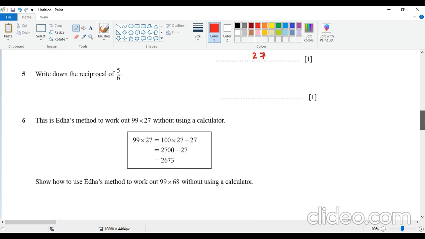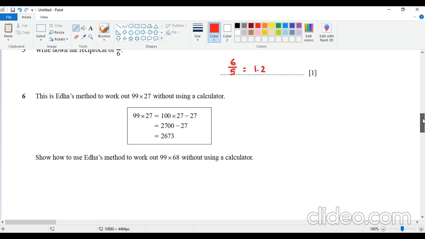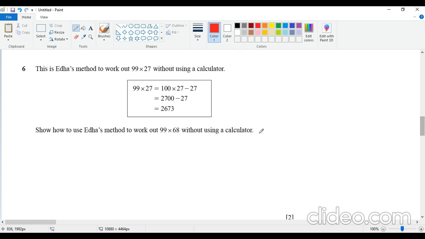Now comes question number 5, which asks you to write down the reciprocal of 5 over 6. So 6 over 5 is going to be your correct answer, or you can write 1.2 also. Both are fine.